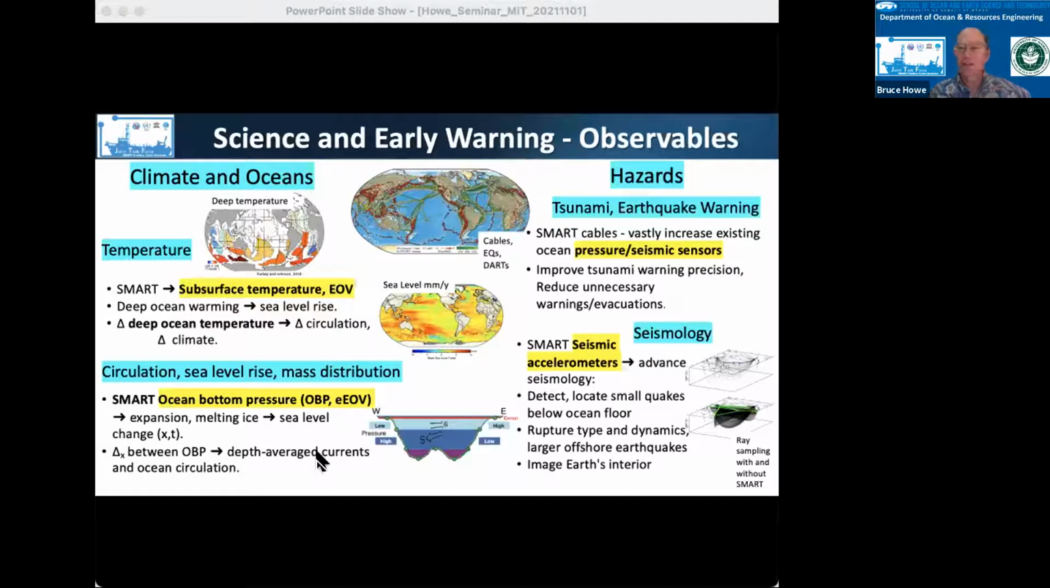And then also just sea level rise. More mass from melting water will increase sea floor pressure. And then from a hazards point of view, obviously pressure measures tsunami waves passing by, and the seismic accelerometer is a poor man's broadband seismometer, and both of those together will help improve the tsunami warning process.